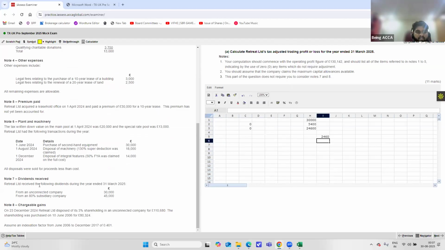Next, it says received dividends during the following year. Are any dividends related to us?